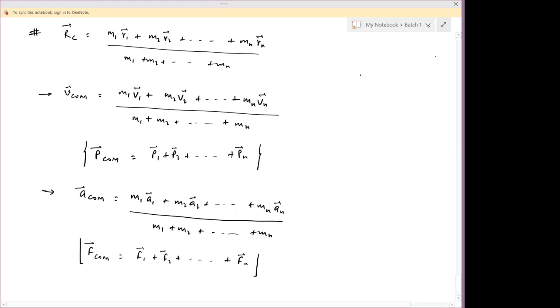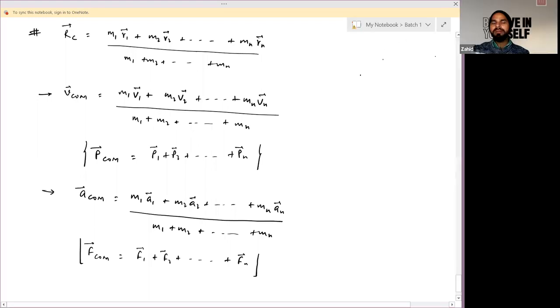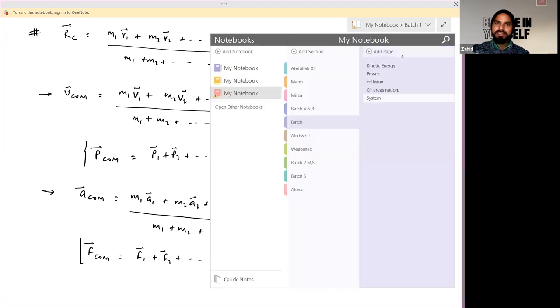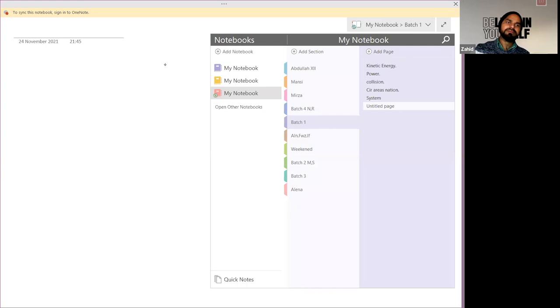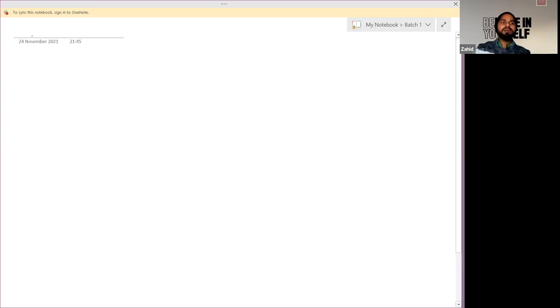Okay. So this is all about center of mass, position, velocity, and acceleration. So you have to use only these formula to define velocity of center of mass, acceleration of center of mass, and position of center of mass. Now the next topic of this chapter is moment of inertia.